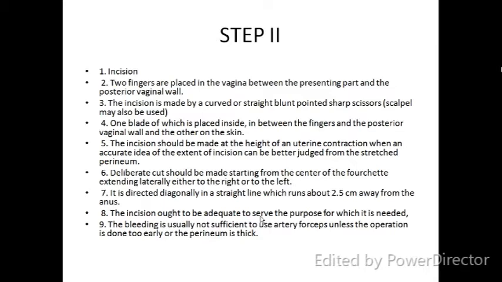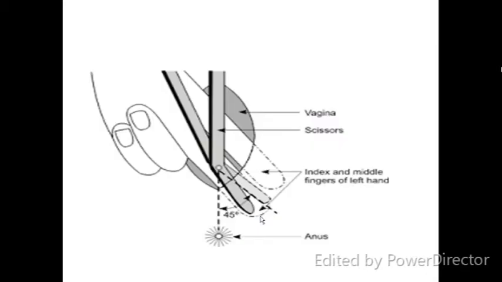The bleeding is usually not sufficient to use artery forceps unless the operation is done too early or the perineum is thick. As I have told you, if the perineum is thick, the bleeding is more. When you give an episiotomy at the crowning of the head, the skin and the muscles get very thin, and when you give the incision at that time, the bleeding is less. So artery forceps are used only to catch bleeding vessels in the muscles. Okay.